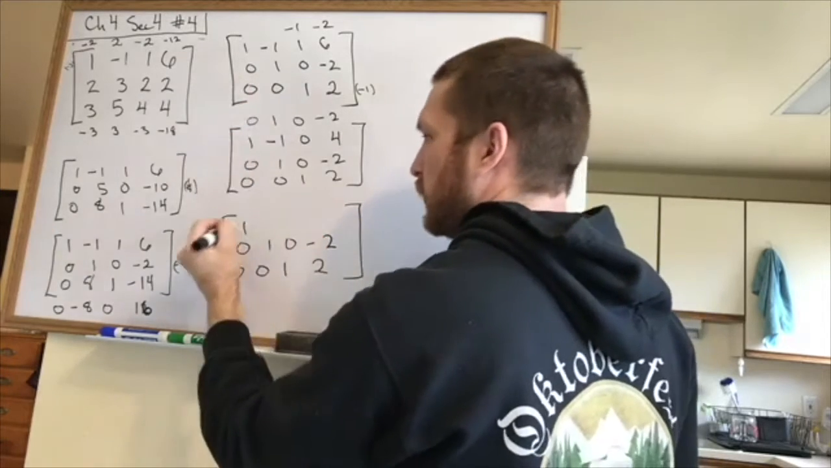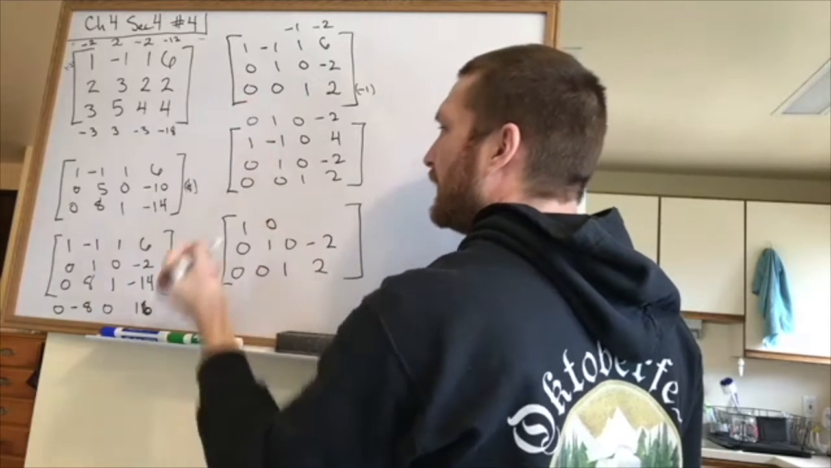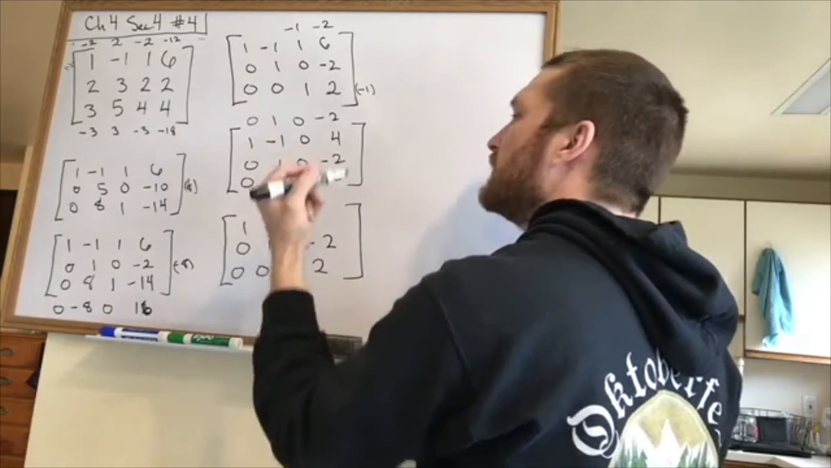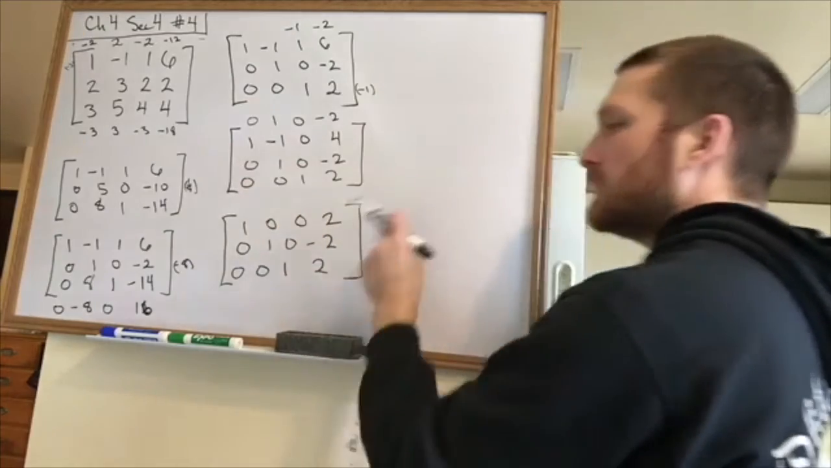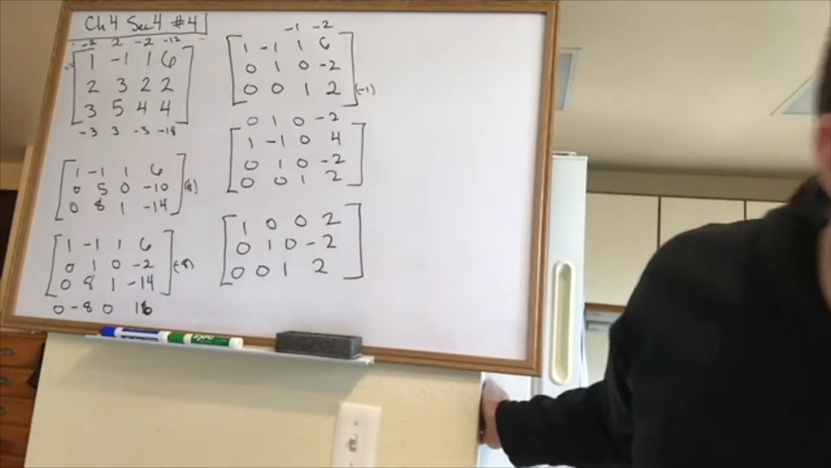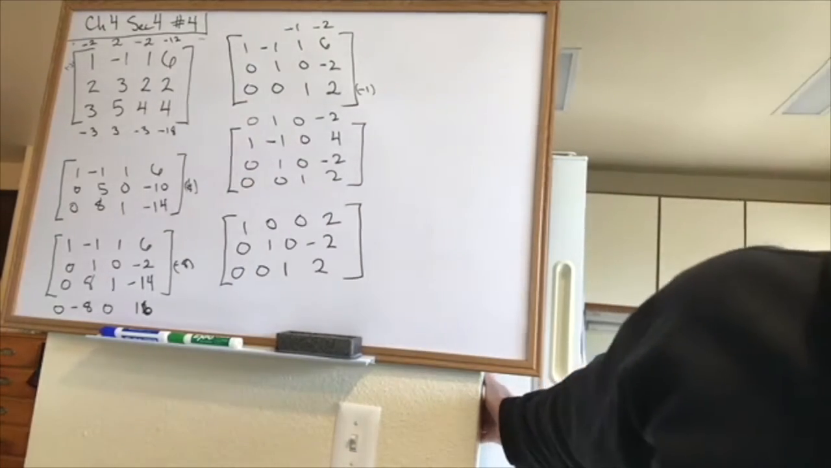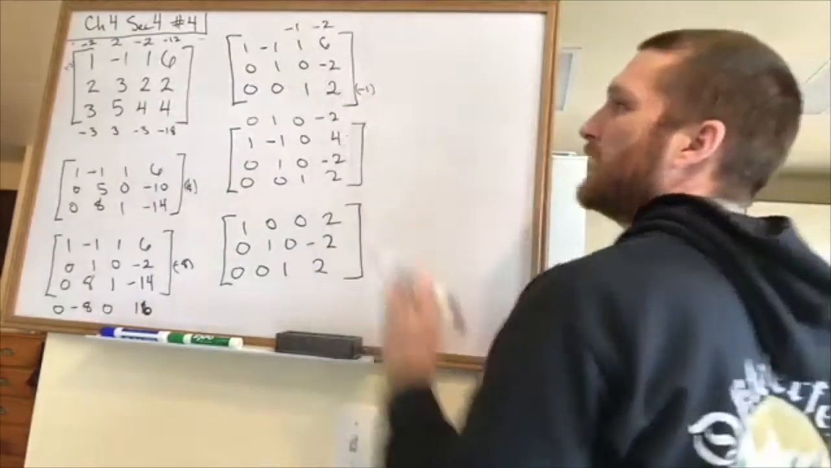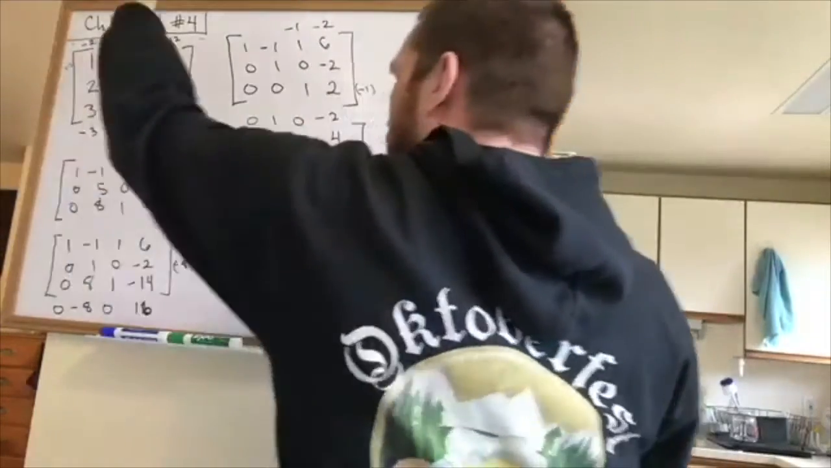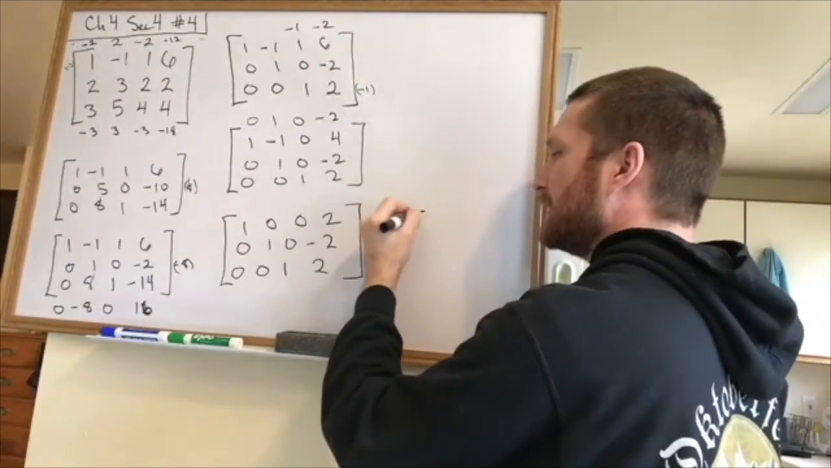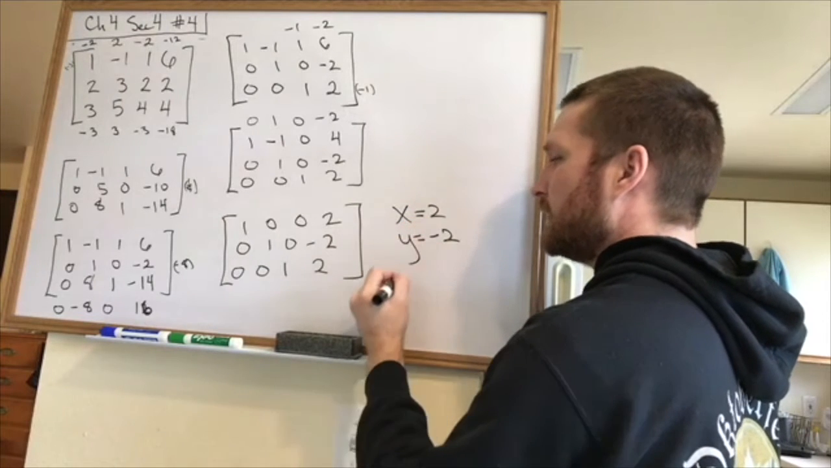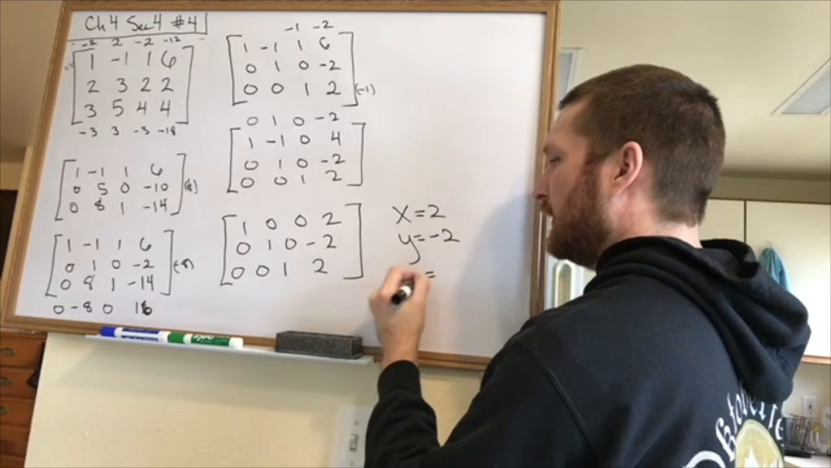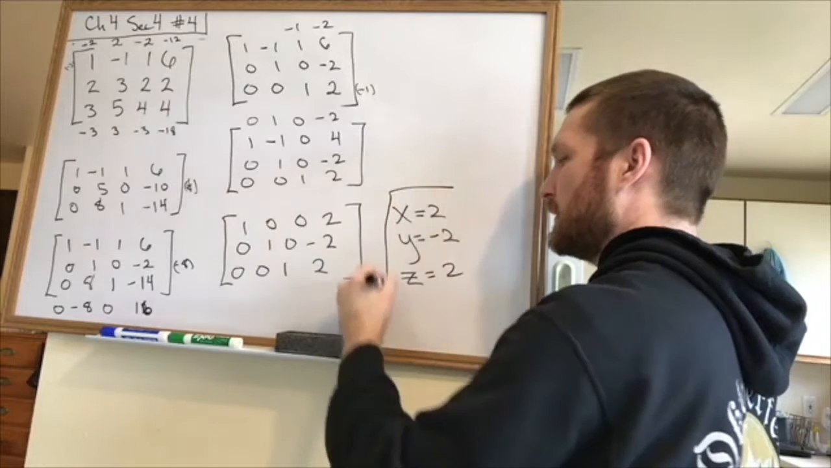Add 0 to 1 is 1. -1 and 1 makes 0. 0 and 0 are 0, and 4 minus 2 is +2. And so we end up with, and since this was number 4, yes, it was X, Y, and Z. It was the X column, Y column, Z column. So this means that X is equal to 2. Y is equal to -2, and Z is equal to +2. And there's your answer.